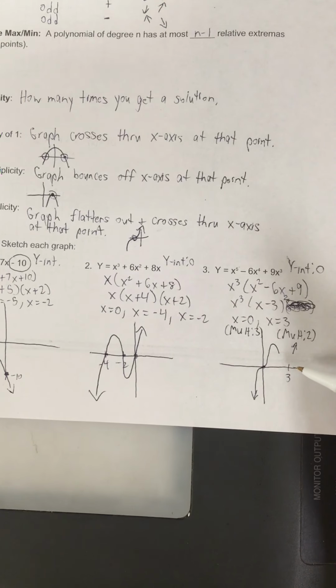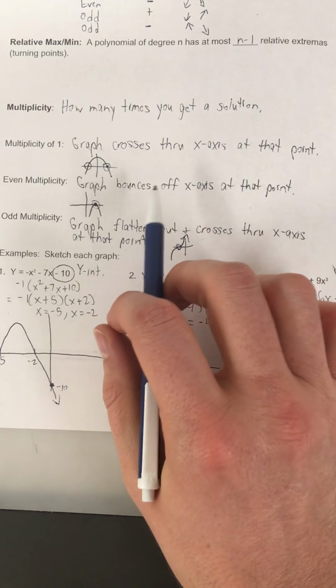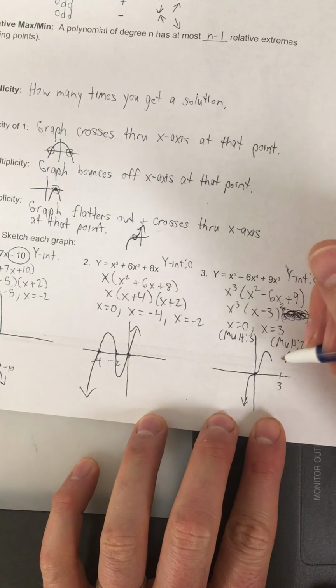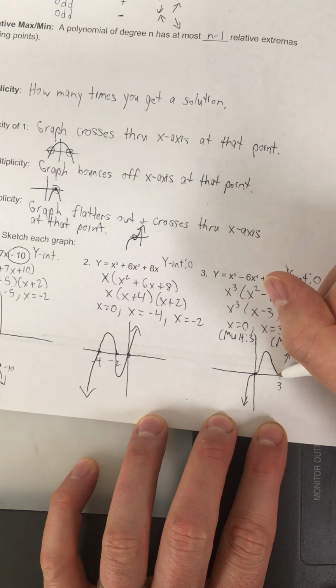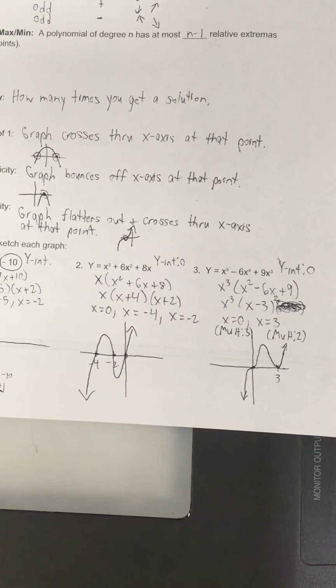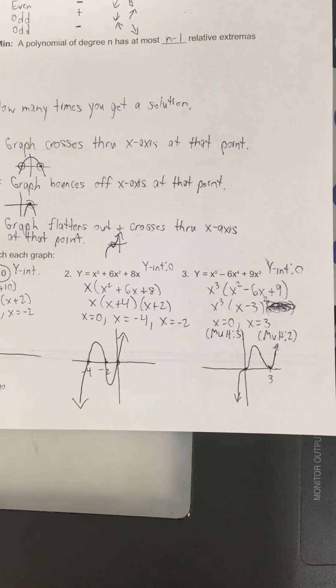Now, when I get to the 3, again, that's even multiplicity. What happens if it's even multiplicity? It bounces off the x-axis at that point. So it's going to come down and touch the 3, but it doesn't pass through it. It just touches it and turns around. So it looks a little strange, but you're used to strange things. You're in Hotard's math class.